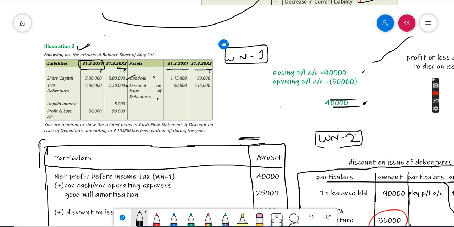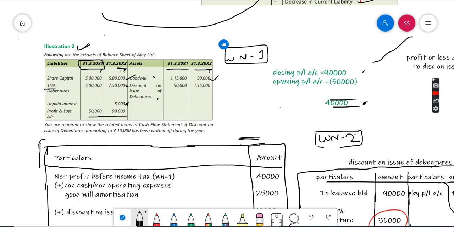Unpaid interest. That means we have to pay interest on the debentures, and out of that we didn't pay 5,000 rupees interest. Profit and loss account, there is a change, so we need to find out what made the changes.